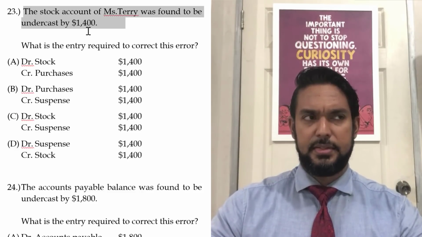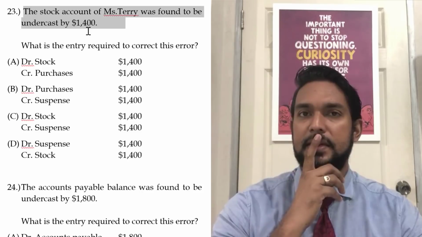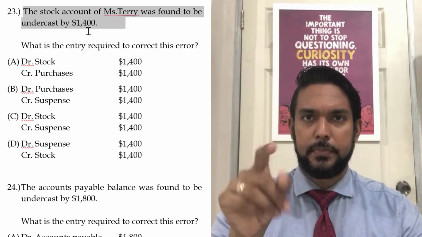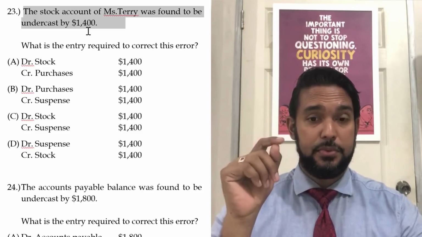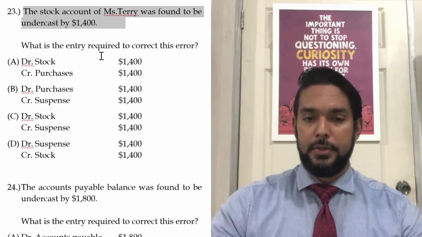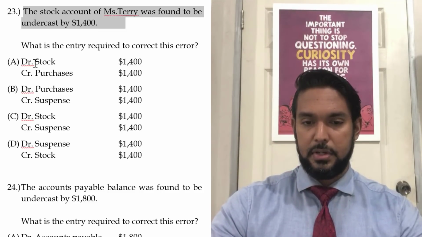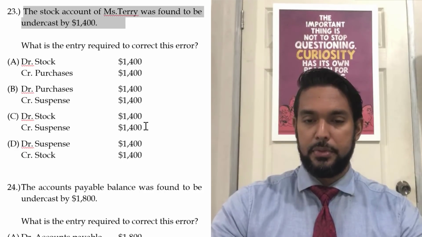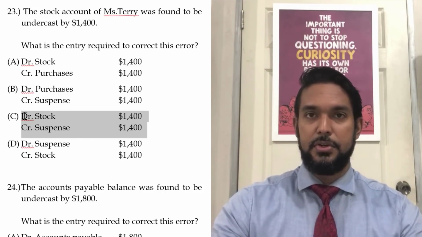So stock is an asset. If an asset is undercast, we have to increase it. To increase it, we have to do what? It's an asset. Assets require debits to increase. Okay, so we're going to have to debit stock and credit suspense. So here we go. Debit stock and credit suspense for 1,400.